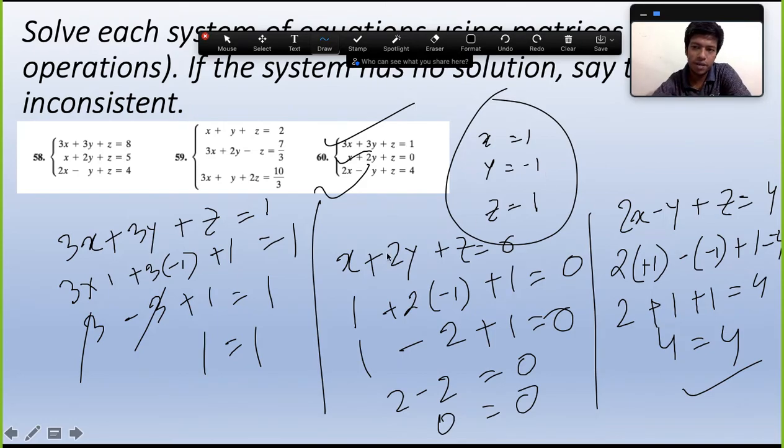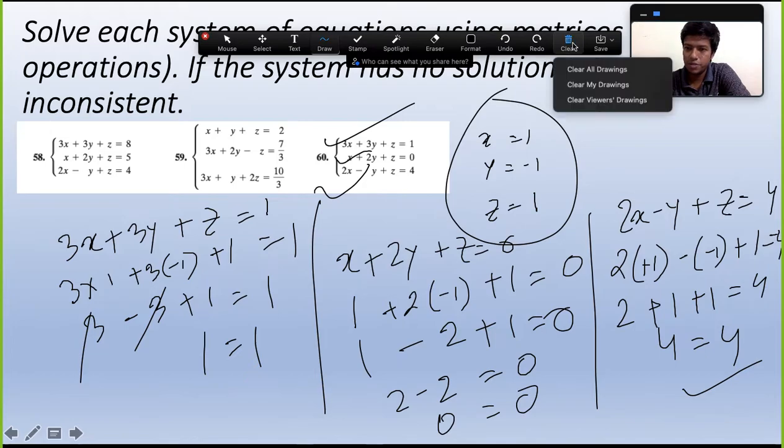You can say, sir, is it fine if we just prove one of the equations? No, it's not. We'll have to prove all of them. This value should match with all of them. And if the math is correct, you will see that all of them will match for sure.